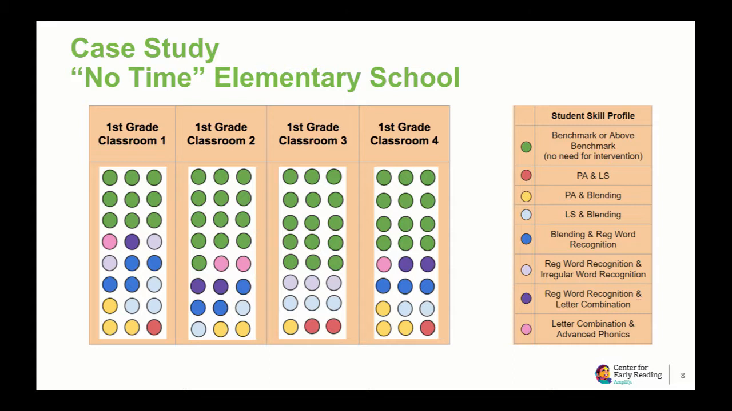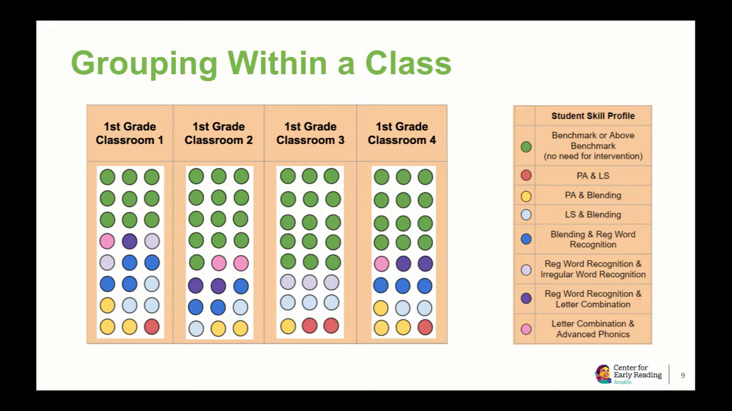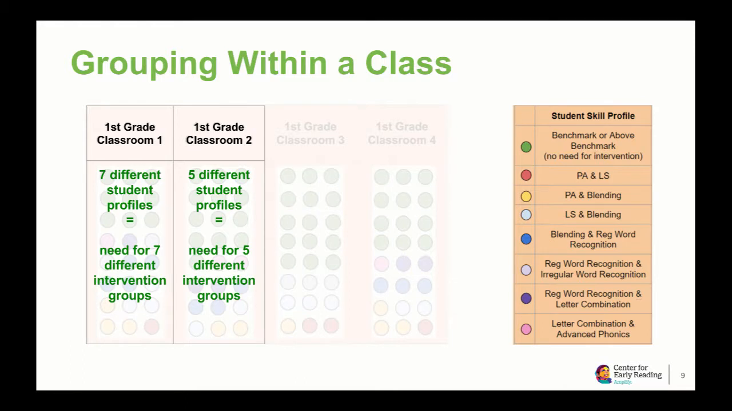Now look at classroom 2. There are 11 students who do need intervention. Out of these 11 students, 2 students need phonological awareness and blending, 2 students need letter sound and blending, 3 students need blending and regular word recognition, 2 students need regular word recognition and letter combination, and 2 students need letter combination and advanced phonics. If we were to group within a class, Classroom 1 would need 7 different intervention groups that would each focus on different skills, and Classroom 2 would need 5 different intervention groups. Look at your handout. How many different groups would you need in Classrooms 3 and 4?